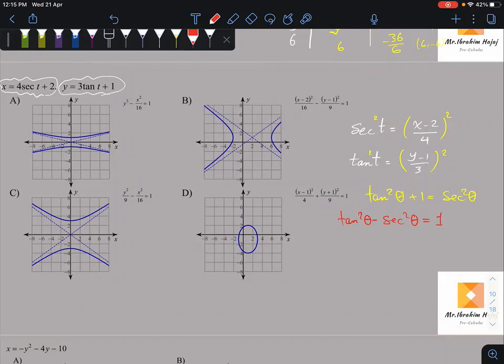So we can finally write it as tan squared theta minus sec squared theta is equal to negative 1. But I don't need it as negative 1, I need it as 1. So one side has to be 1. So we will write it as sec squared theta minus tan squared theta is equal to 1. Yeah, that's correct. sec squared theta from up here is x minus 2 all over 4 all squared, minus the tan squared, which is y minus 1 over 3 all squared, is equal to 1.